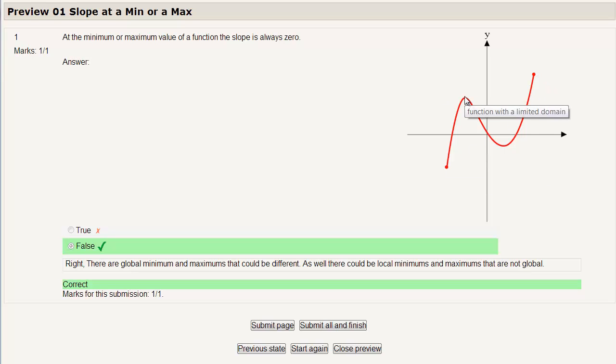You'll notice that there is a minimum and a maximum, the other way around, a minimum and a maximum to the function here and here, and the slope at those locations is in fact 0. Those are local minima and local maxima. They're not the minimum and maximum value of the function, however.